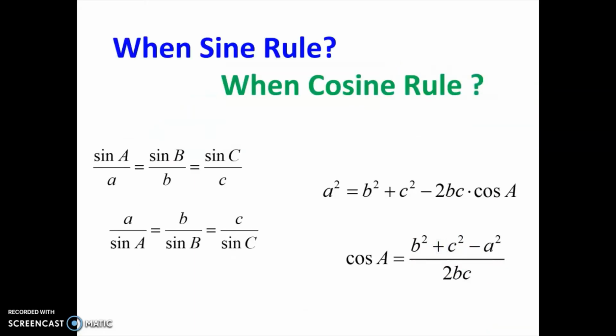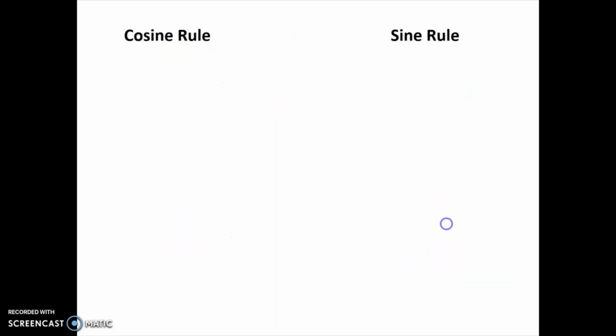Okay, a question students ask is, when do I use the sine rule? Or when do I use the cosine rule? I have these sine rules, I have these. They're both for non-right triangles, so can I use any rule anytime? The answer is no. It depends on what you know about the triangle. So let's show you guys that.